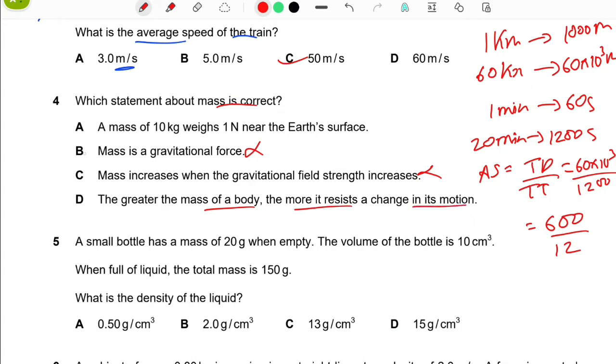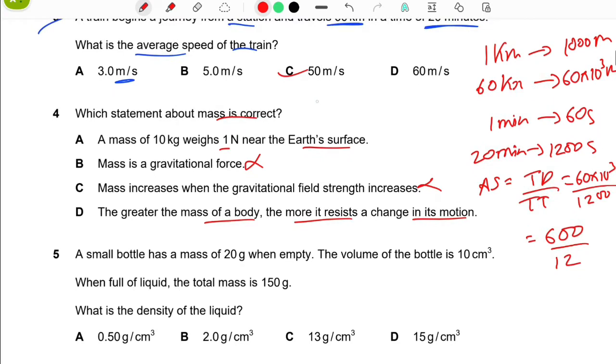So we now just have to verify between option A and D which one is correct. A mass of 10 kg weighs 1 Newton near the Earth's surface. The formula is weight equals mg, and they have given mass as 10 and g we have to consider as 10. So 10 into 10 is 100 Newton. So option A is also incorrect. Now we are left with option D and that's the correct answer.